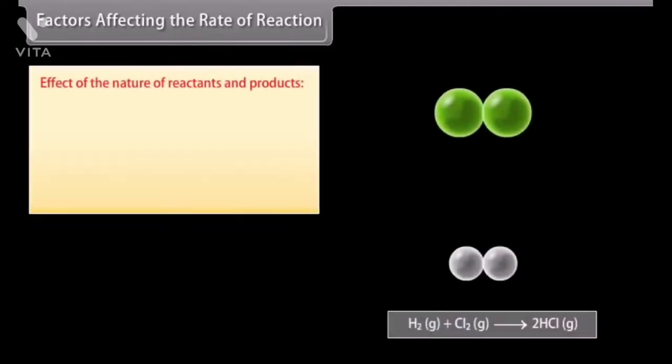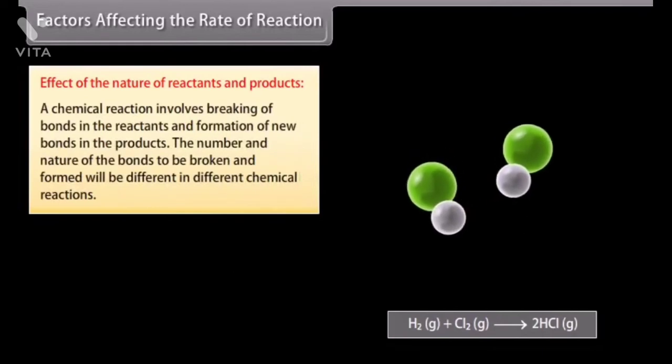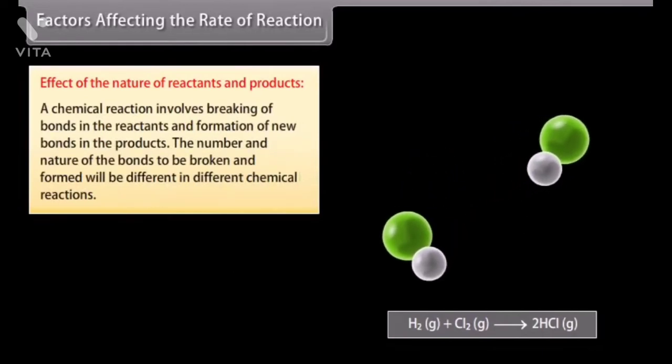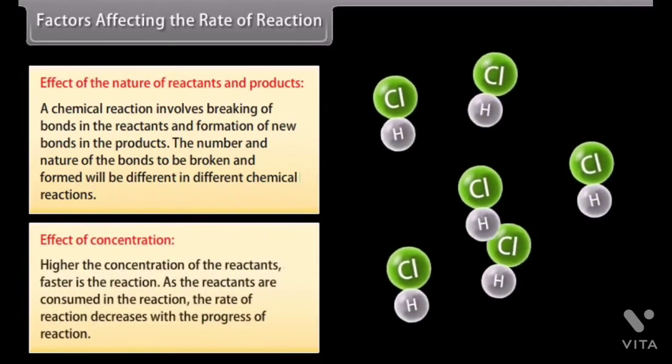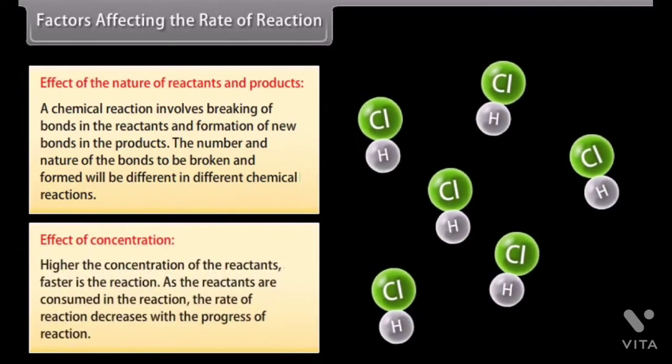Factors affecting the rate of a reaction. Effect of the nature of reactants and products. A chemical reaction involves breaking of bonds in the reactants and formation of new bonds in the products. The number and nature of the bonds to be broken and formed will be different in different chemical reactions. Effect of concentration. The higher the concentration of the reactants, the faster is the reaction. As the reactants are consumed, the rate of reaction decreases with the progress of the reaction.